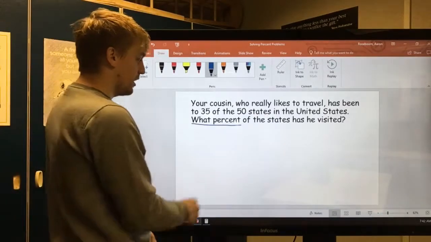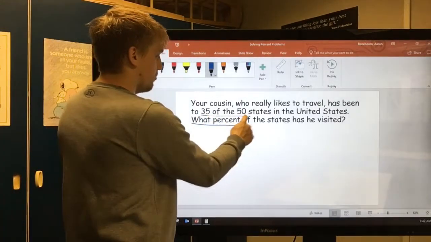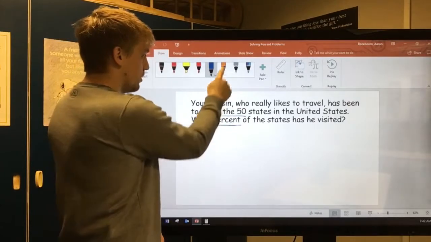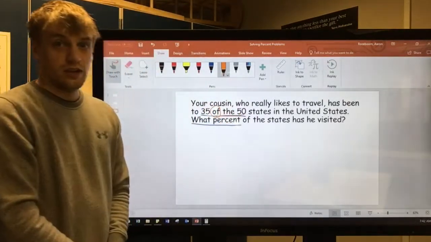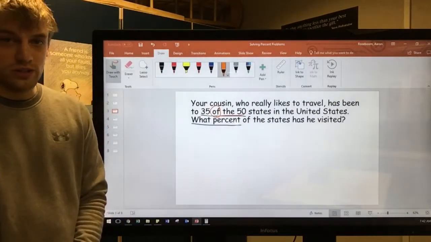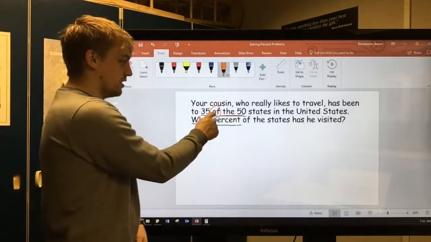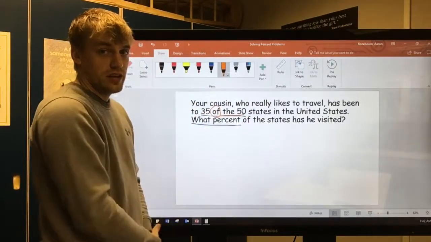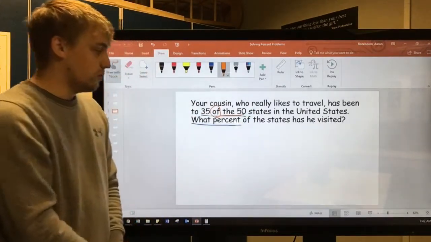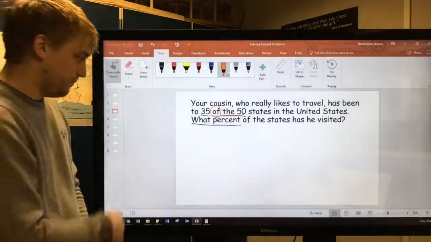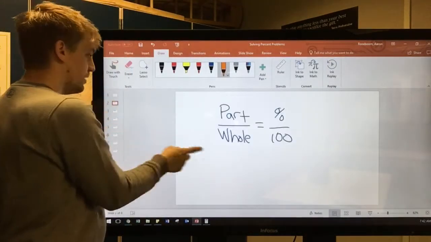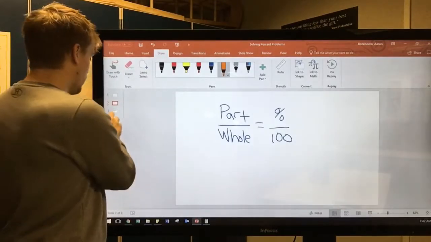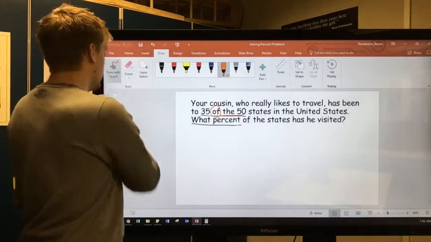Okay, the other thing that I see is it says 35 of 50. Whenever you see the word of and then whatever comes after it, that gives away what the whole number is usually. So whenever you see of, whatever they say next is usually the whole. So how can we set this up? We're going to use this part percent whole method to solve this problem.